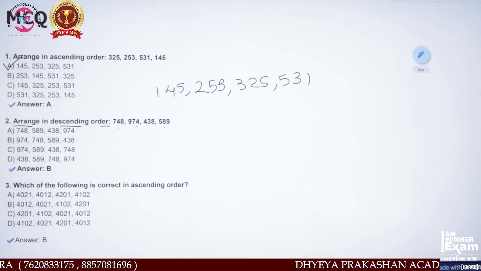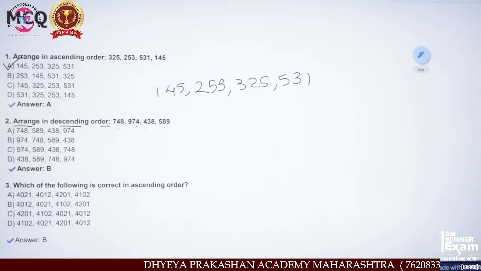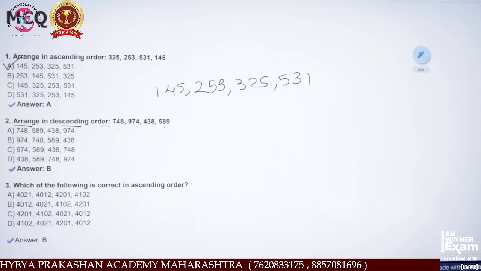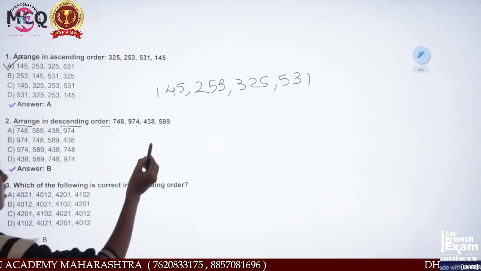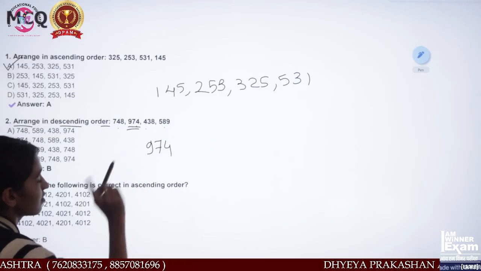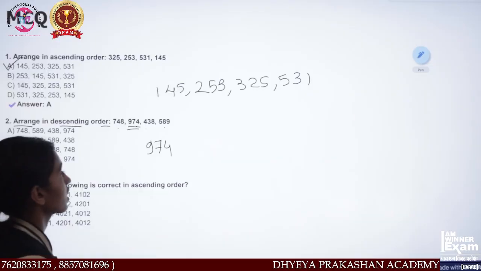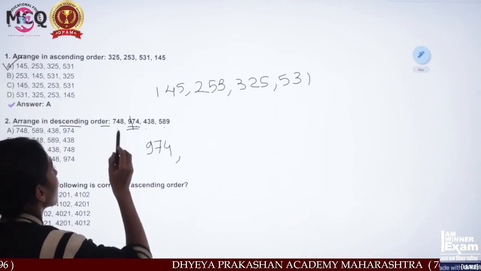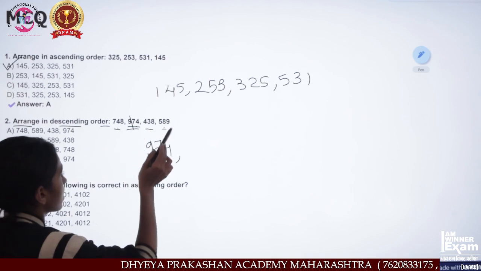Is it 748? Is it 974? Is it 438? Or is it 589? Which number is the biggest among these four? 974 is the biggest. Write 974 first. After that, which number is biggest among these three?